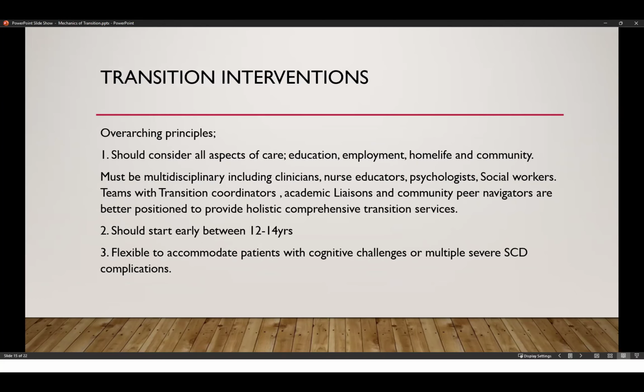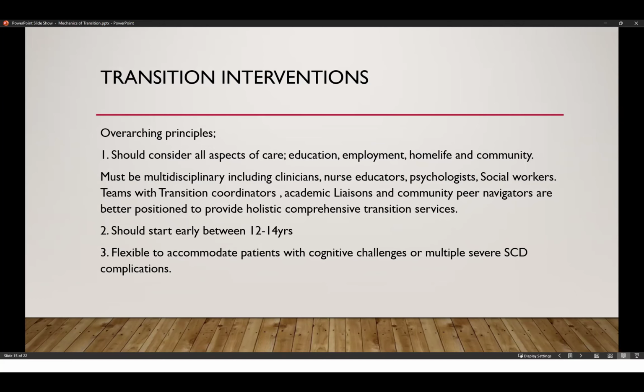By having an interdisciplinary team, including nurse educators, clinicians, psychologists, and social workers, that will help coordinate all our care. So academic liaisons, community peer navigators, because we cannot do it just at the hospital or at the clinic. We need a community as well, so that we can address all these aspects that affect transition. And then it should start early. So all these guidelines that we talked about, starting from 12 to 14 years old. And so these principles need to be applied. So start early to gain success when the patient is actually ready to transition.